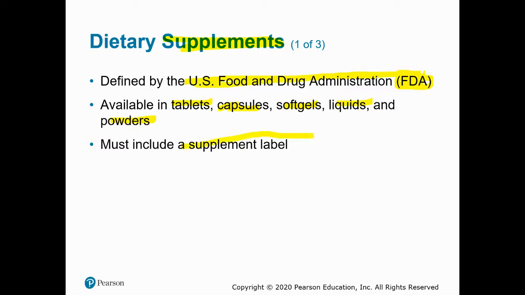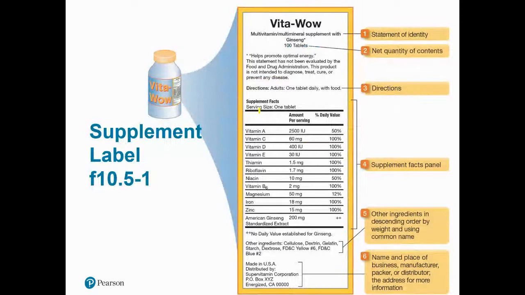So we can take a look at a supplement label. It'll be similar to the nutrition facts panel. Again, we're going to need to see a statement of identity, the total quantity of the contents, 100 tablets or 60 tablets, whatever, directions, so how much is recommended to take, and then a supplement facts panel, indicating per 1 tablet.